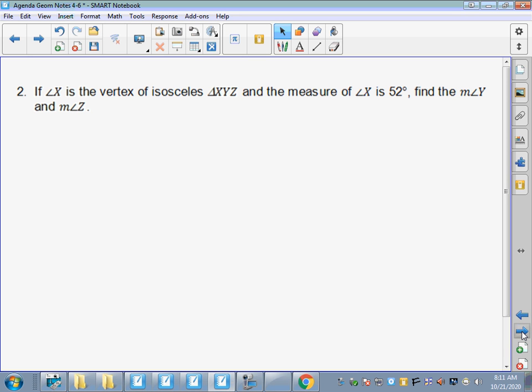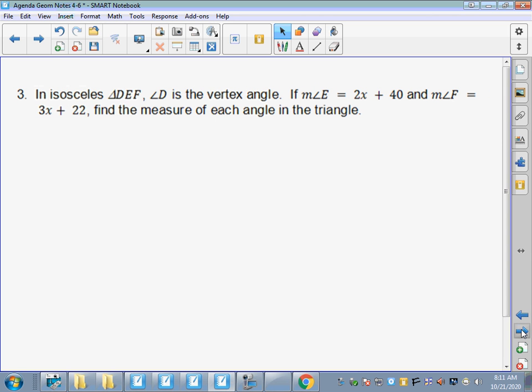All right, so here's a good chance for us to set up a problem. Hopefully this one is, actually let's go to number 3 instead. Let's skip 2. In isosceles triangle DEF, angle D is the vertex angle. If the measure of angle E is 2x plus 40, the measure of angle F is 3x plus 22. Find the measure of each angle in the triangle.